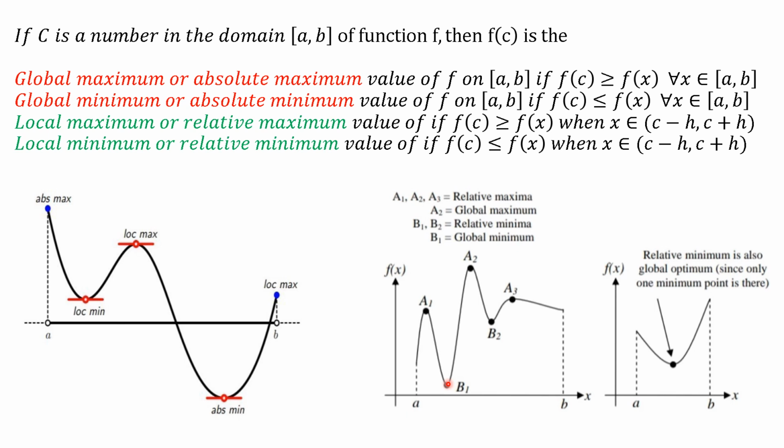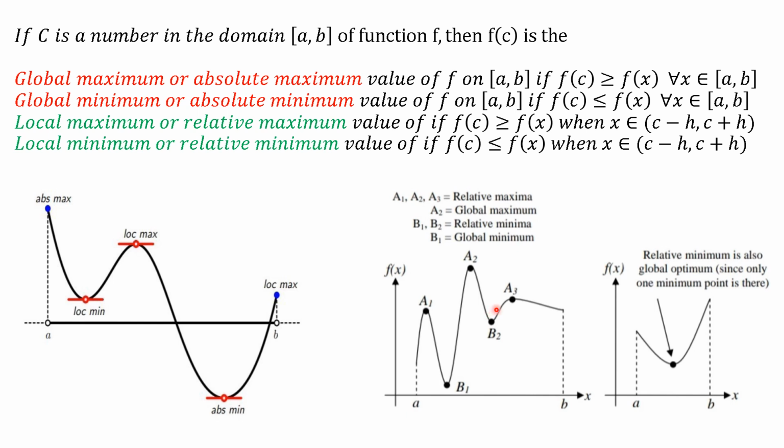Here B1 is minima. See here, again increasing, and again it is decreasing. Increasing to decreasing, it is maxima. A2 is maxima. Here again, it is decreasing to increasing, it is minima. Here B2 is minima.